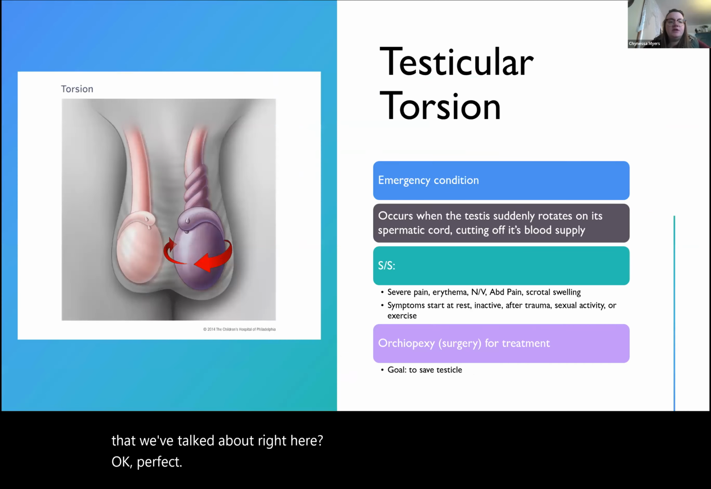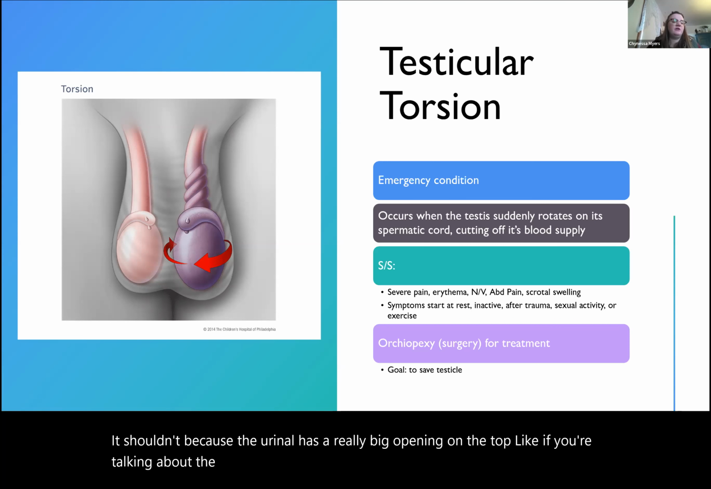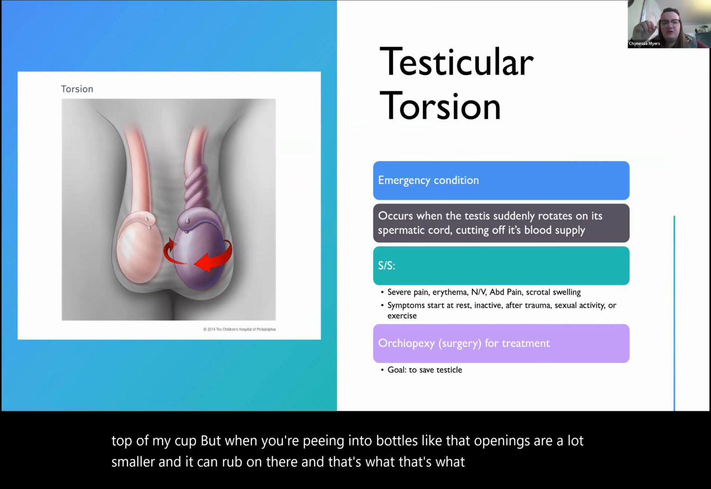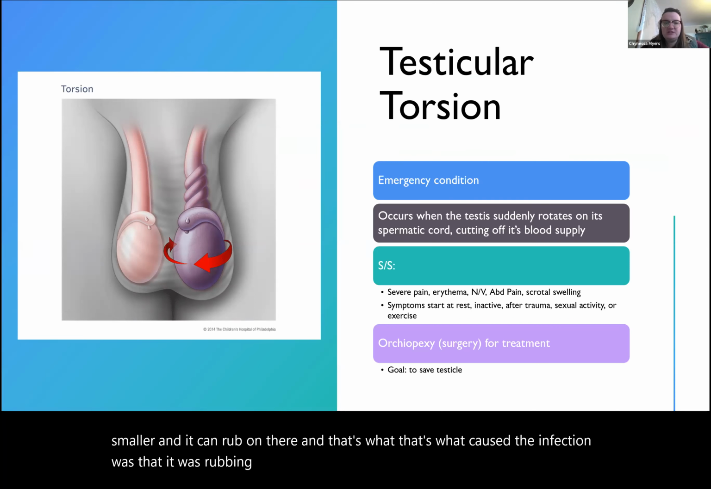All right. Could that happen from a dirty urinal? It shouldn't, because the urinal has a really big opening on the top. Like if you're talking about the hospital urinals, they're about as big on the opening as the top of my cup. But when you're peeing into bottles like that, the openings are a lot smaller and it can rub on there. And that's what caused the infection, was that it was rubbing against his balls and his penis. So.